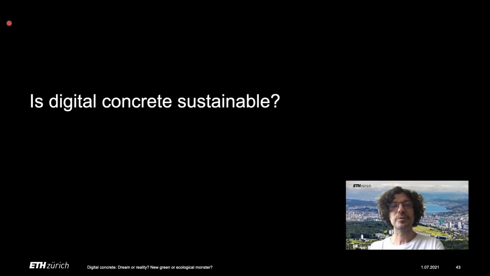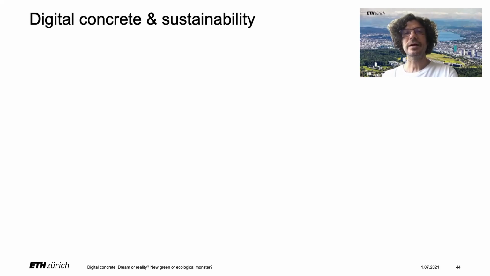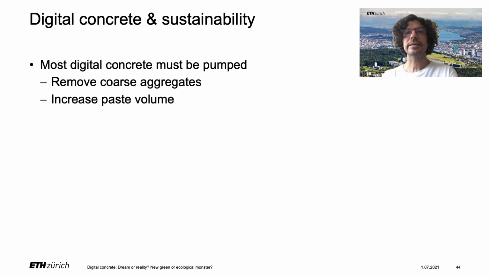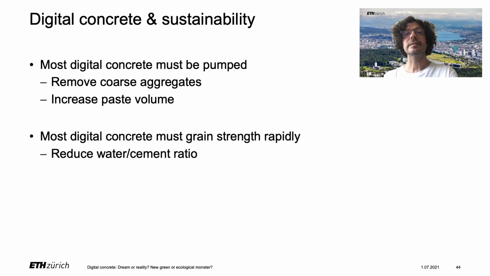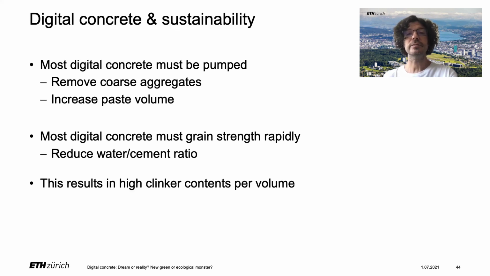Finally, I come to the question, is digital concrete sustainable? So a couple points. Most digital concrete has to be pumped. Because of this, we have to remove the coarse aggregates, and this increases the volume of paste. Apart from this, because of the need for a rapid strength gain, there has been a tendency, in many cases, to get a little bit of that strength through the reduction of the water-cement ratio. And this also increases the clinker content per unit volume.